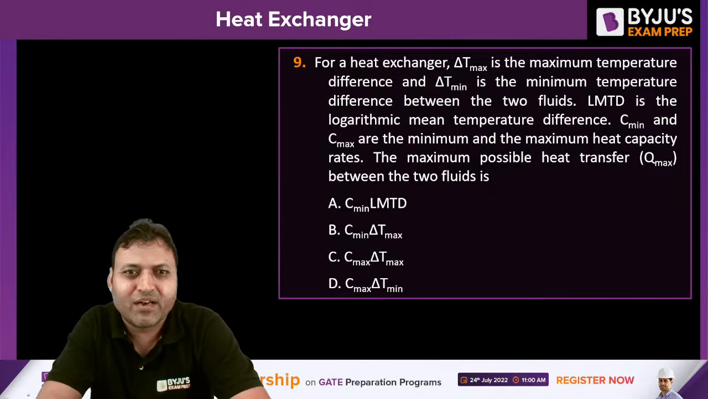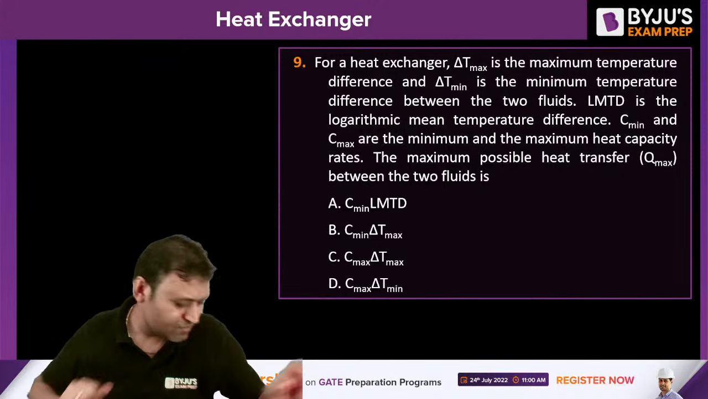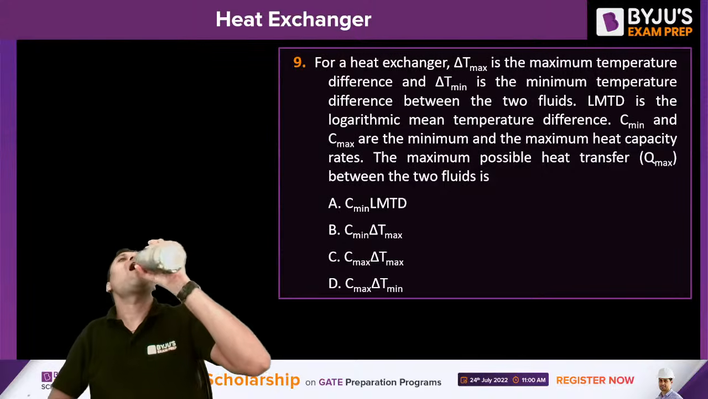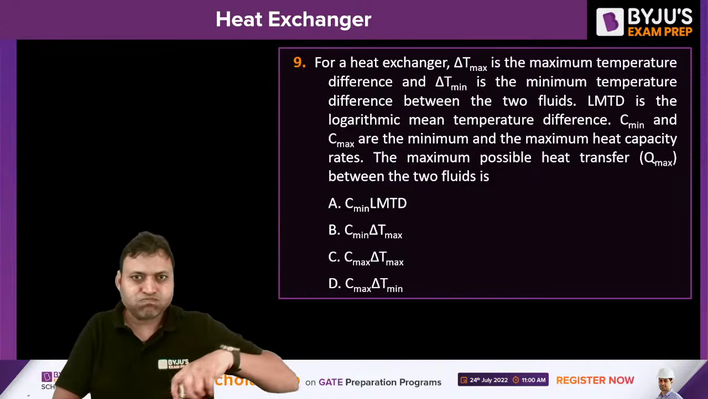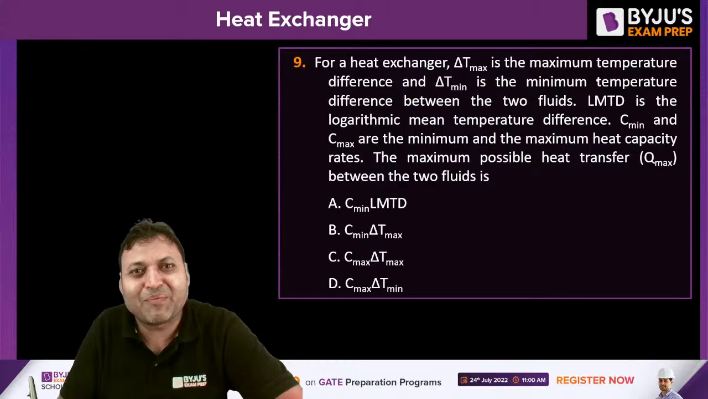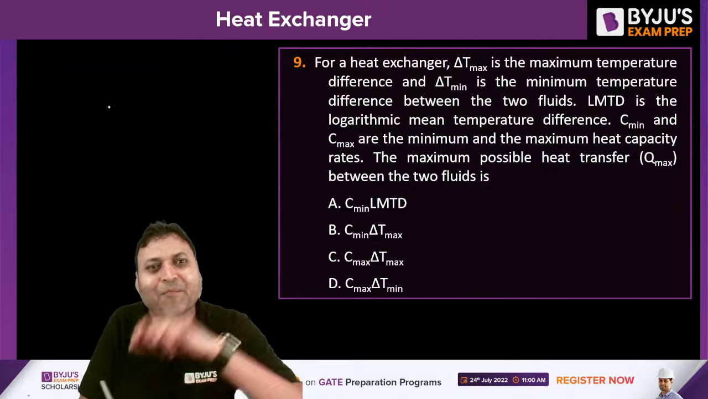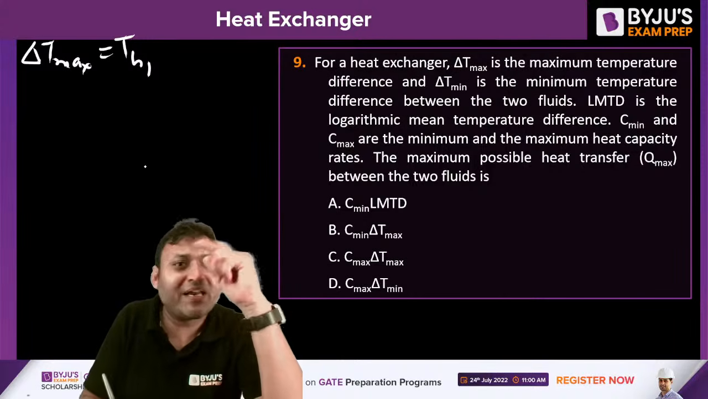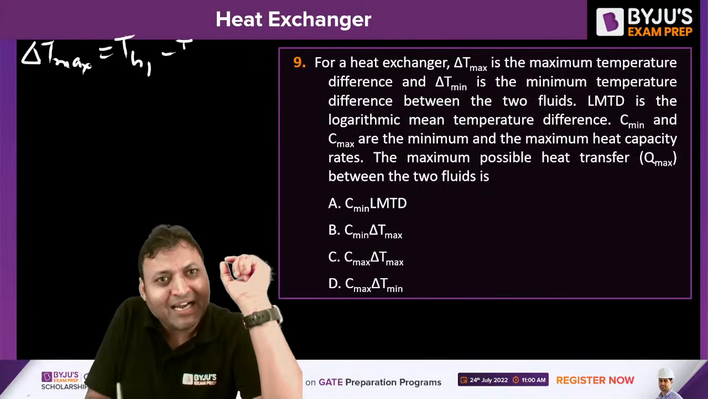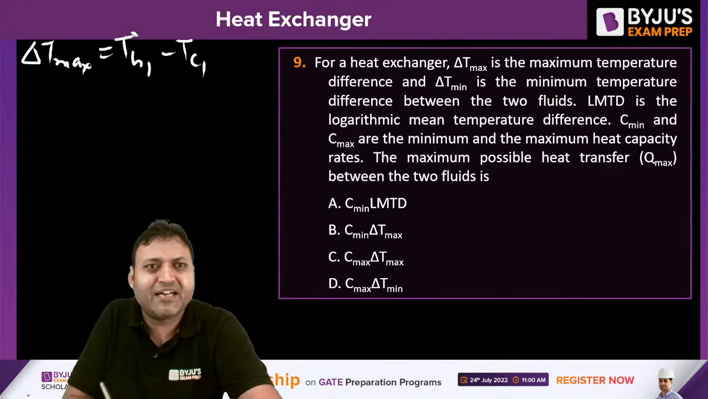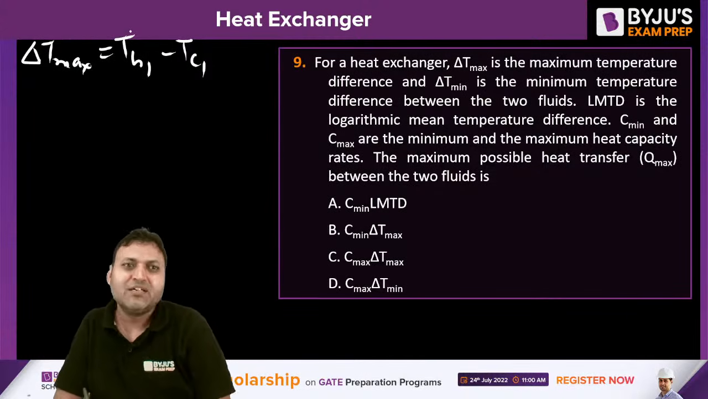What is the answer to the next one? Question number 9. Very simple question. I have already discussed this. For a heat exchanger, delta T max is the maximum temperature difference and delta T min is the minimum temperature difference. What is delta T max? Th1 is the highest temperature in the heat exchanger and Tc1 is the lowest. That is delta T max.